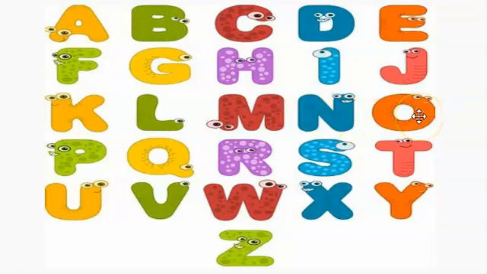O. O is for orange. O is for octopus. We also have a month of the year that begins with the letter O. The name is October. P. P is for pencil. P is for pen.